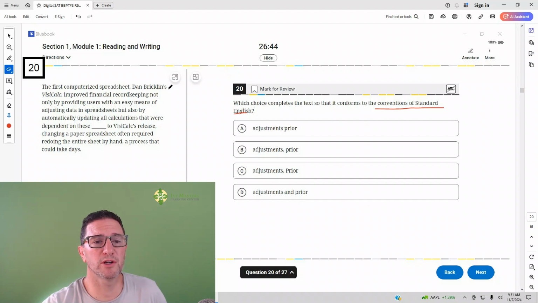First, computerized spreadsheet, then Bricklin's VisiCalc improve financial record keeping, not only by providing users with an easy means of adjusting data in spreadsheets, but also by automatically updating the calculations that are dependent on these adjustments. Could that be its own sentence?